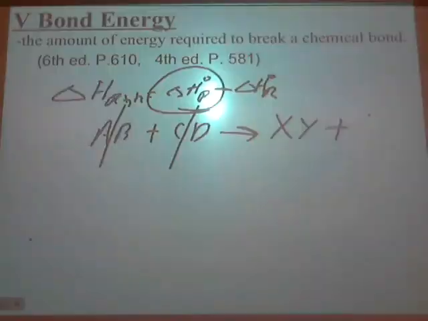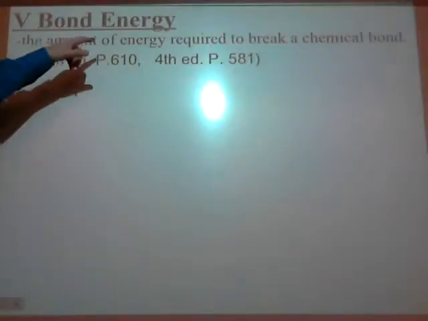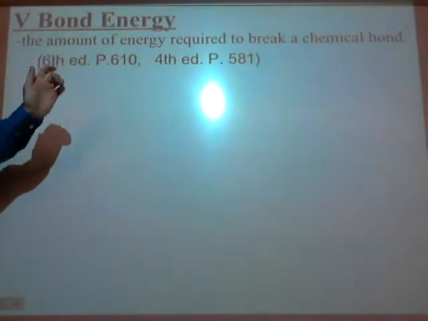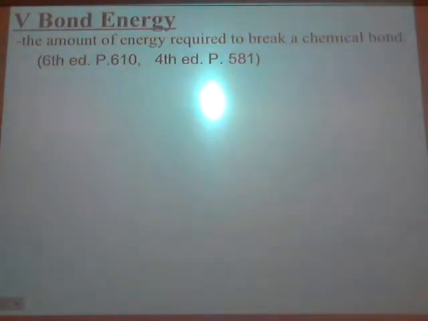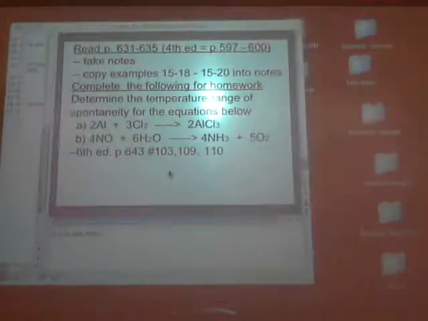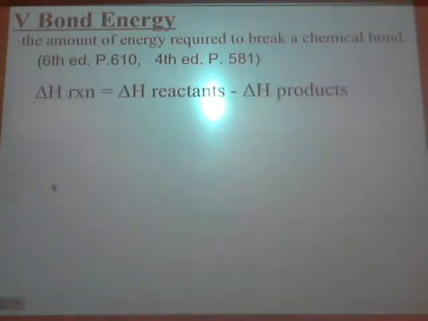For this one, the amount of energy required to break a bond, who's being broken? The reactants are being broken, so they keep their same sign. It's the products that get the opposite sign. So here's what this equation looks like. Delta H of the reaction equals reactants minus products.